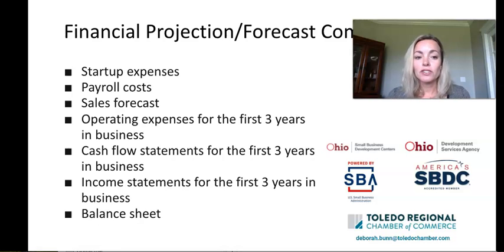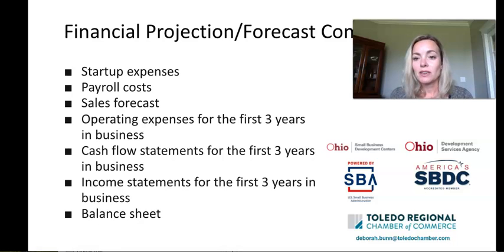Operating expenses for the first 3 years in business. When you provide lenders or investors with financial projections, they're really looking for the next 3 to 5 years. On here I just listed 3 because you're going to need to understand pretty much on a month-to-month basis for the next 3 years what your operating expenses will be.